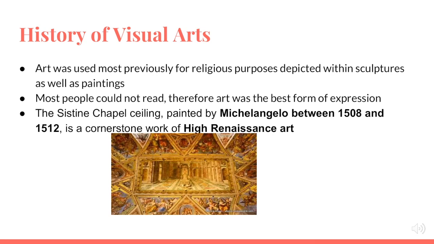Continuing on, art was most previously used for religious pictures within sculptures as well as painting. We would see sculptures of Jesus and Mary. Most people could not read, so art was the best form of expression to get the point across. The Sistine Chapel ceiling is painted below by Michelangelo, very influential, between 1508 and 1512. This was high Renaissance art, and it is still there today.